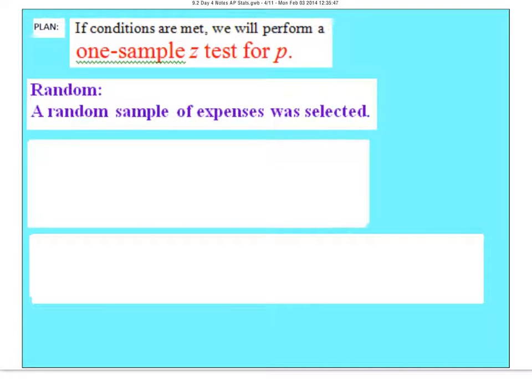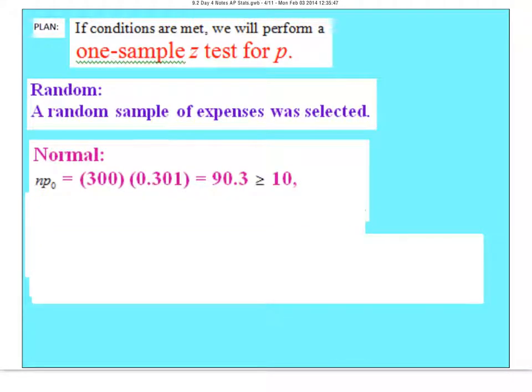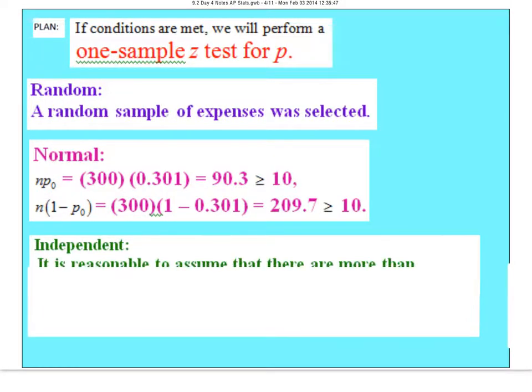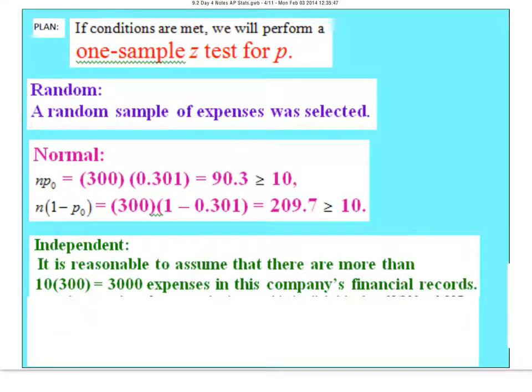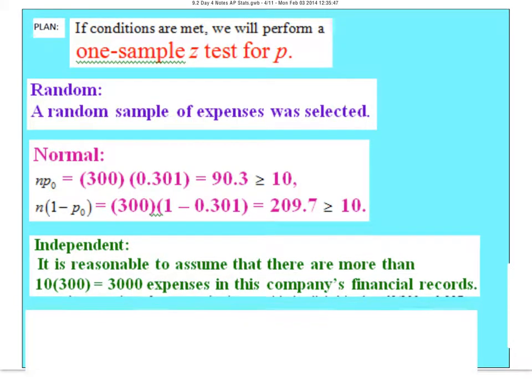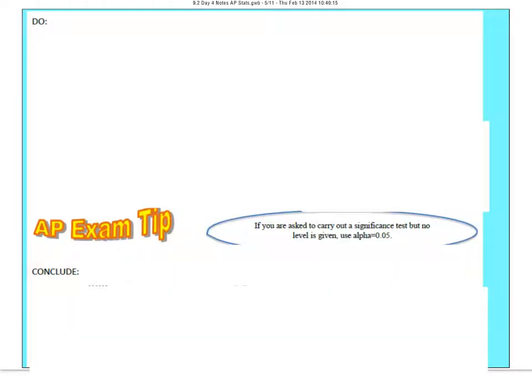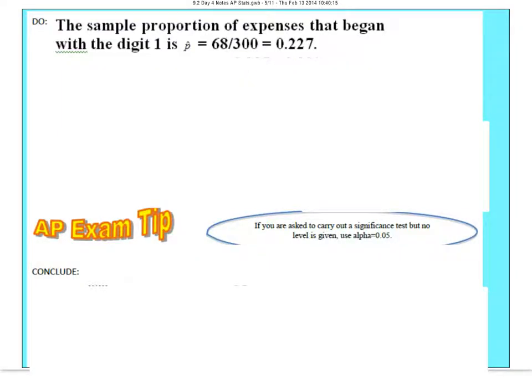For normality, n times p naught, where our sample is 300 and our p naught is 0.301, is greater than or equal to 10, as is n times the probability of failure, so it meets that same requirement. And then for independence, in this case, it is reasonable to assume that there are more than 3,000 expenses in this company's financial records. We have to show this because they are not doing replacement in their sample. For the procedure, let's show p hat and the actual test statistic. So p hat in this case is 68 over 300, or 0.227.